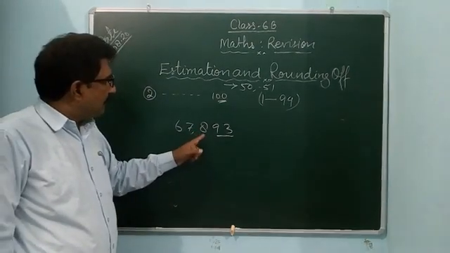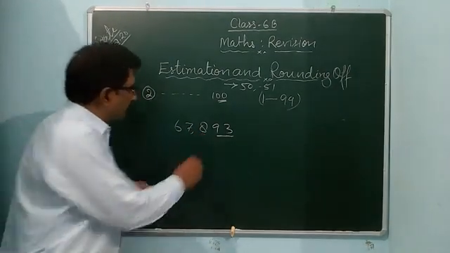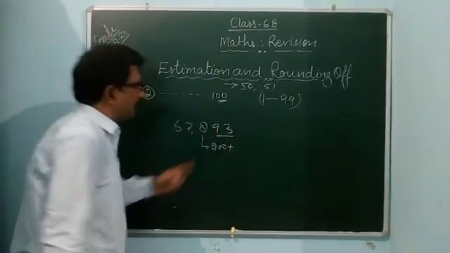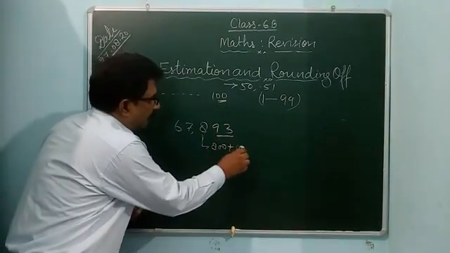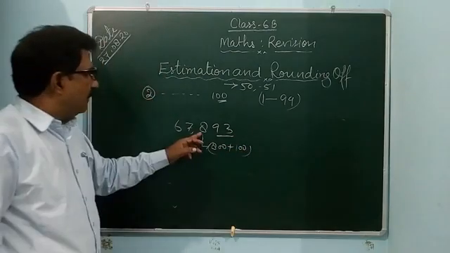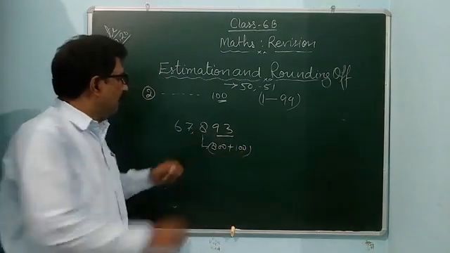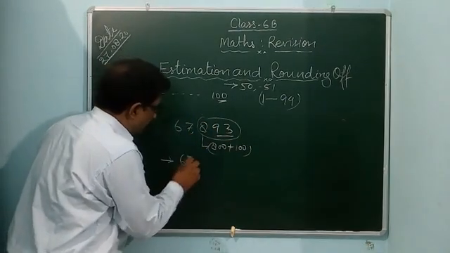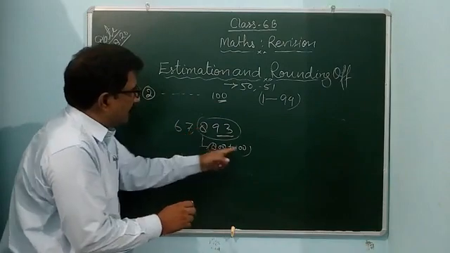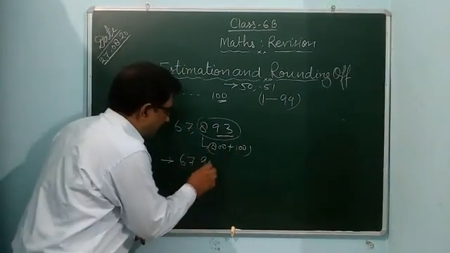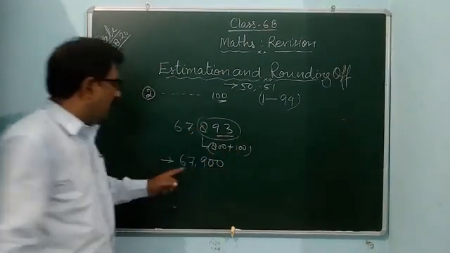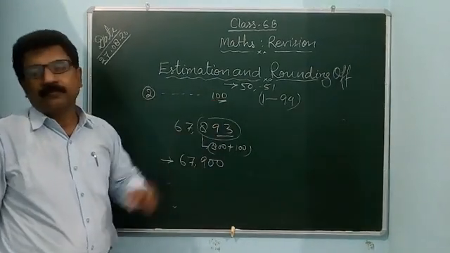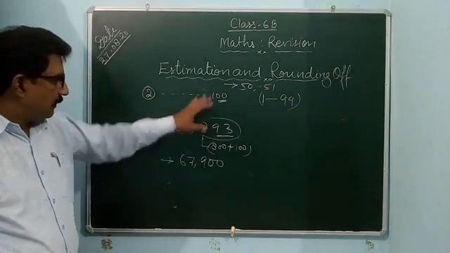And it is 800, plus 93 will be 100. Take in mind, it will be 800 plus 100. So in the place of this number you write the estimate 67, and 800 plus 100 is 900. So you write 67,900. It will be the estimation. I am taking round of 100.